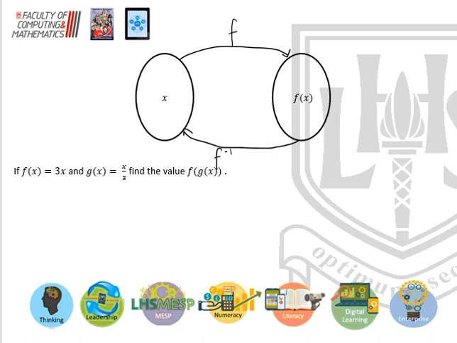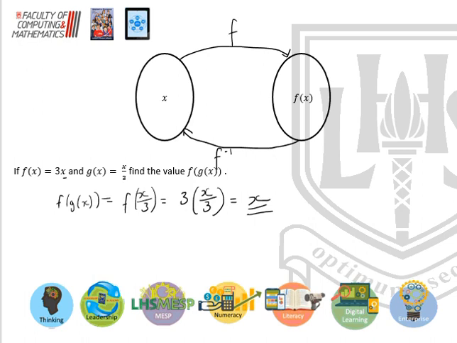Quick example. If f of x is 3x and g of x is x over 3, find the value of f of g of x. So f of g of x really means f of x over 3, which means x over 3 is getting substituted into x. So it's 3 multiplied by x over 3, and all that happens is your 3 cancels out and leaves you with x.